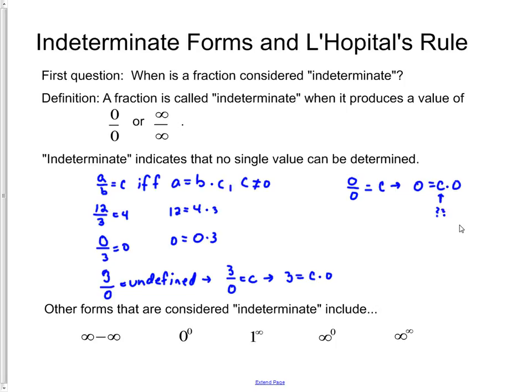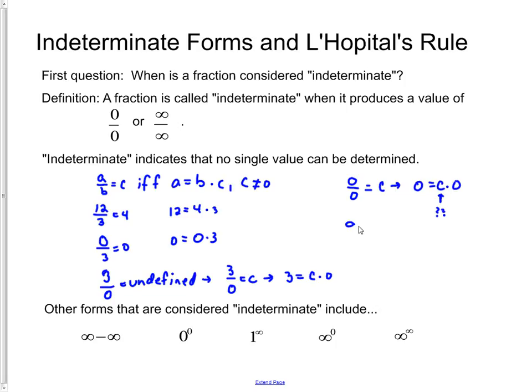Make it 100, it's true. Make it 0.1, it's true. Make it 17.397, it doesn't matter. 0 times that number is always 0. So we call this value indeterminate.